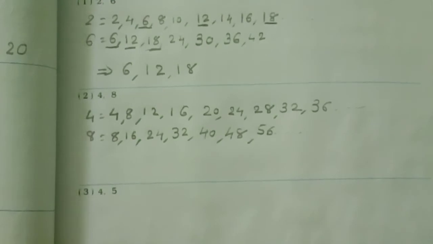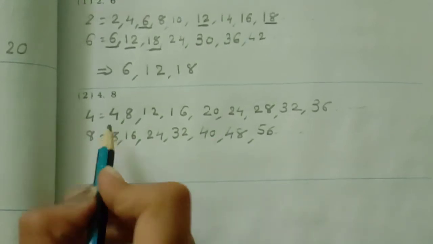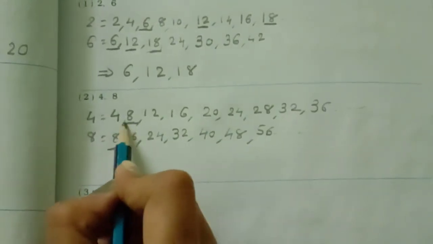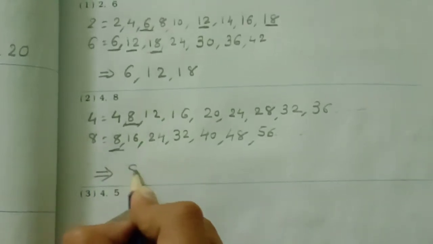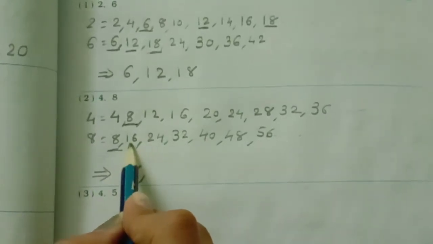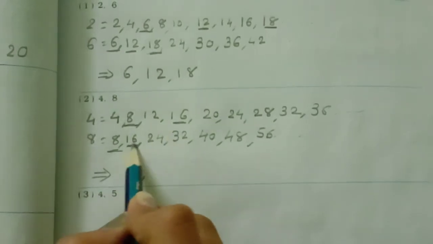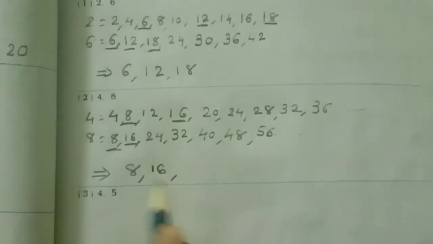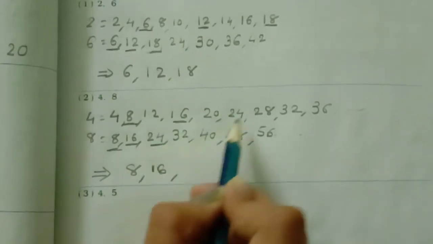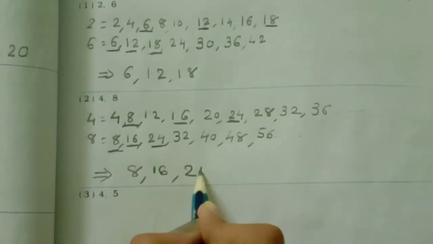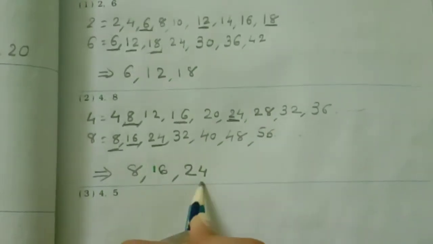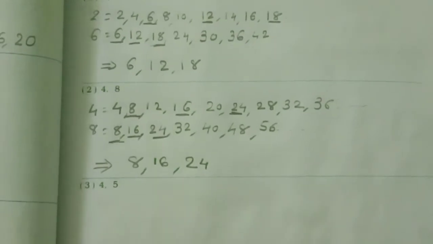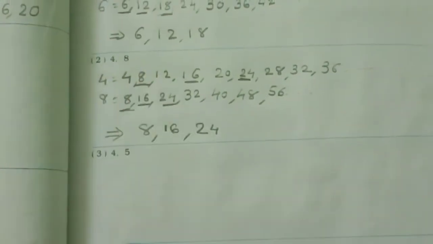Now we will find out the common. First 3 common. First 8 is common, so we will write 8. Then 16. Yes, 16 also common. So 16, 24. So 8, 16 and 24 are the first 3 common multiples of 4 and 8.